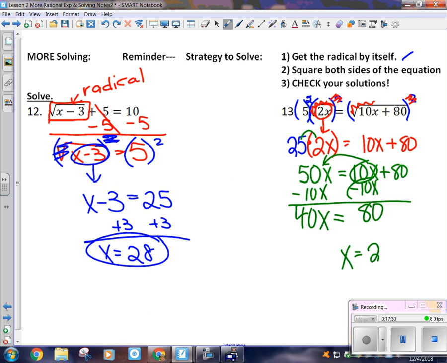Now I have to divide as my final step. What do I divide by? 40. Divide by the number in front of x, which is 40. And so I did get x is equal to 2. And 2 does work if you check it. Take my word for it.